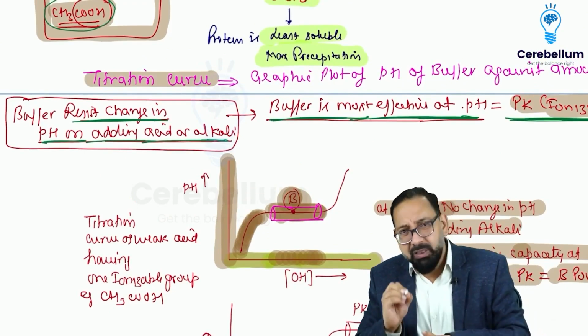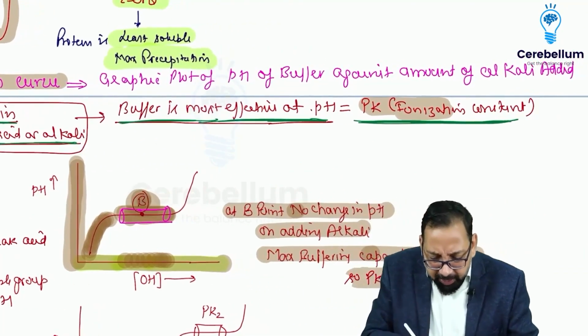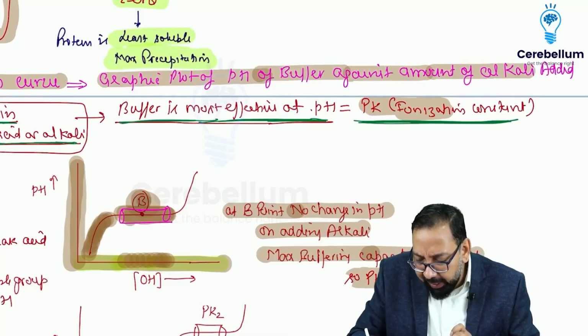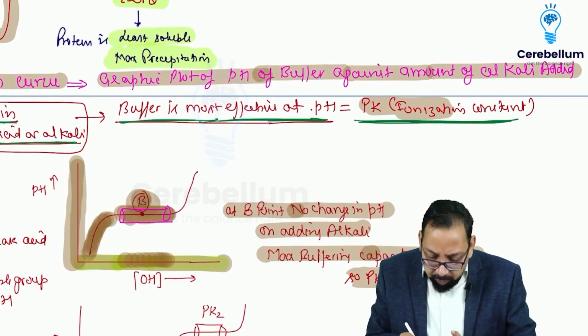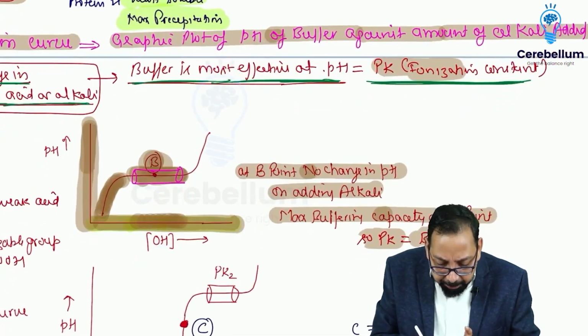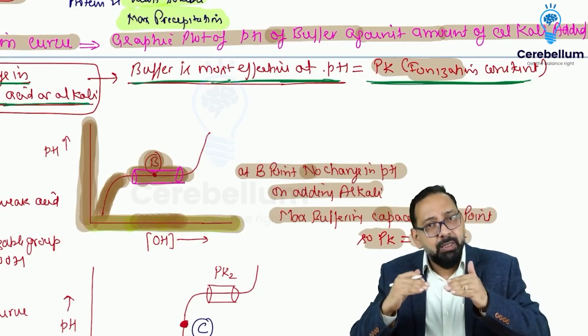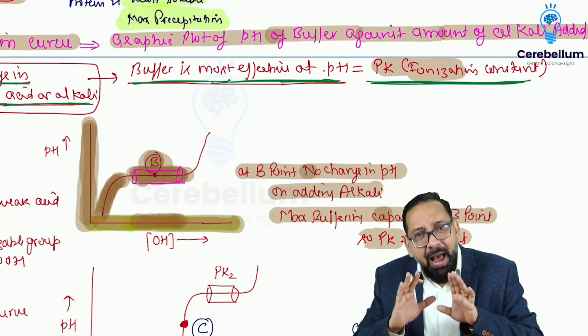Now, what is a titration curve? No need to remember the definition, but just have an idea. It is a graphic plot of the pH of a buffer against the amount of alkali added. So a graphic plot between OH and pH. And at this point, no change in pH. So this is the ionization constant.